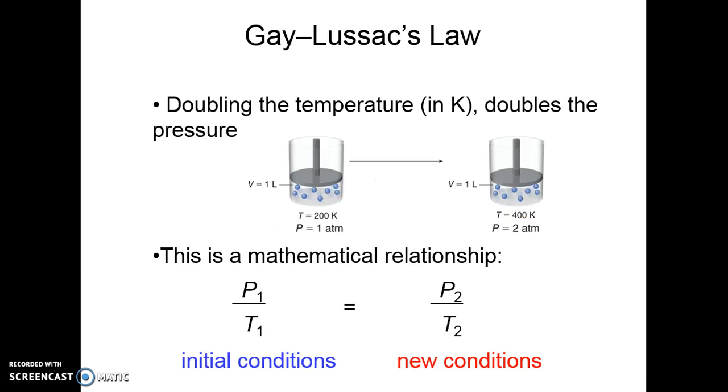We have Gay-Lussac's law. Here, this relates pressure and temperature. If you double the pressure, the temperature doubles if you keep the volume the same. We write it as initial pressure over initial temperature is equal to final pressure over final temperature.